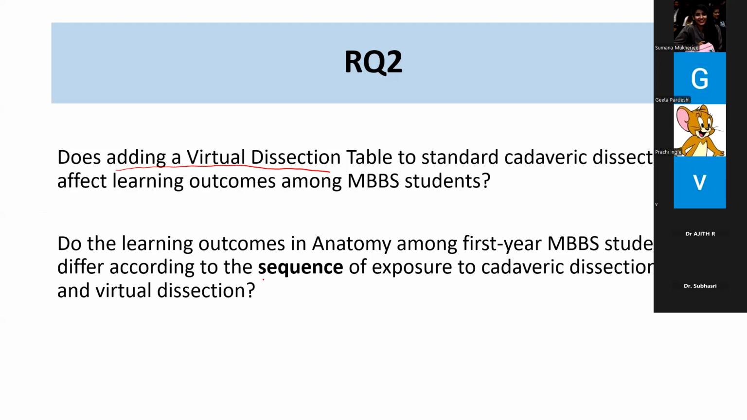Here what I'm saying is, the teacher is asking me, do I first teach the student on the virtual table and follow it up with a cadaveric dissection? Or should the students first do cadaveric dissection and then I expose them to the virtual dissection table? What sequence should I follow? She has told me that they are looking at it as an add-on. So one possible thing is, do I do it before or after the cadaveric dissection? That is how the research question could change.